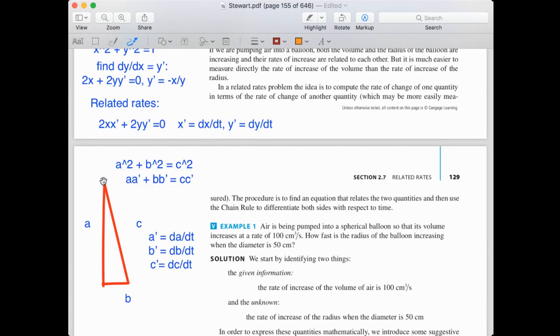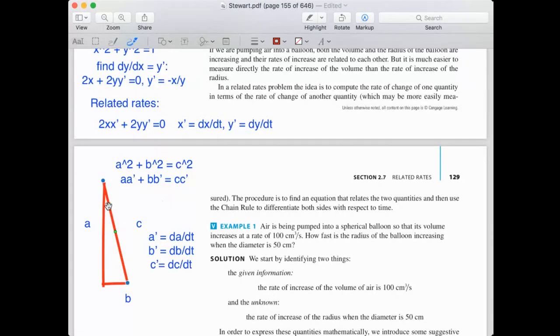So A, the altitude, times the rate of change of A, plus B times the rate of change of B, equals C times the rate of change of C. Okay, so out of this, you get a differential equation. And with this equation, we have 6 variables. We have A, B, C, we have A prime, B prime, C prime.